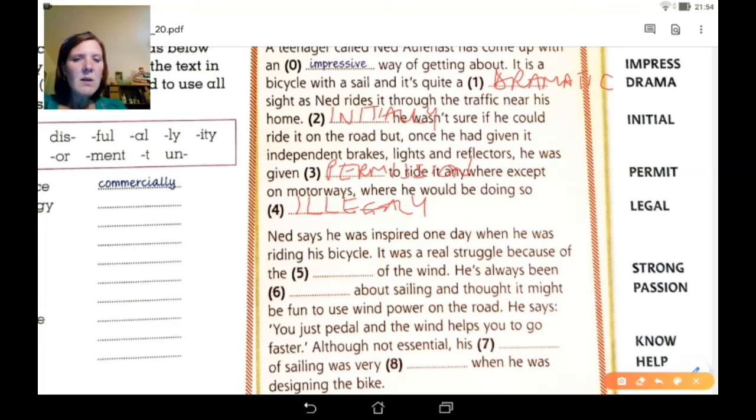Let's continue. It was a real struggle because of the strength. Now, be careful here because you might think, okay, strong to make the noun, it becomes ness, strongness. No, doesn't exist. Be careful because some of the words actually change the form completely. Strength is one of these.